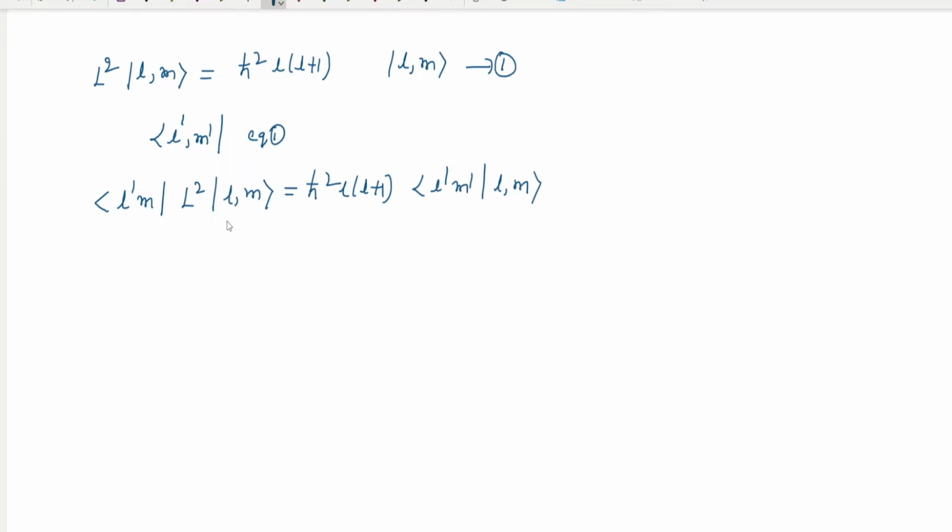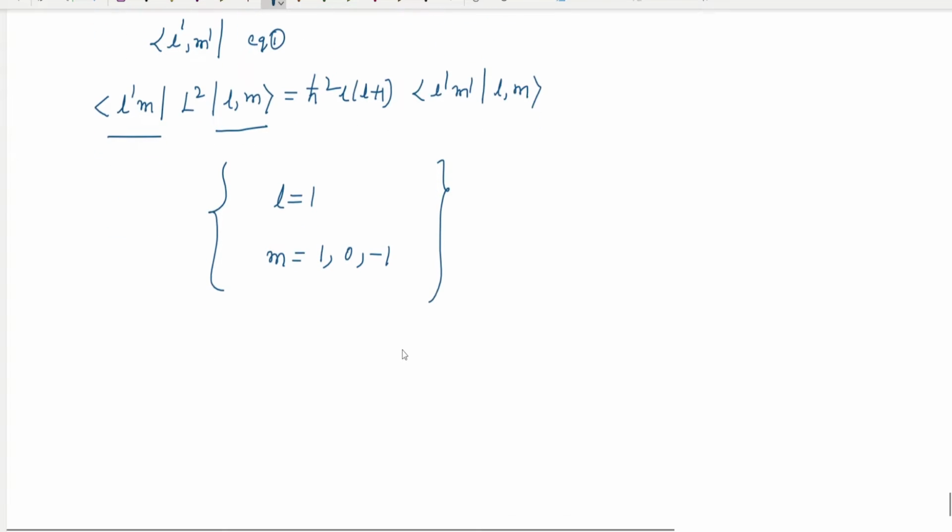So now it is easy. This is a ket vector, we can represent it in column vector. This is a bra vector, we can represent it in row vector. For example, here I am taking L equal to 1. What are the M values? M is equal to 1, 0, minus 1. Then you can write the combination, the matrix representation of this equation. So this term we can write like this, right?